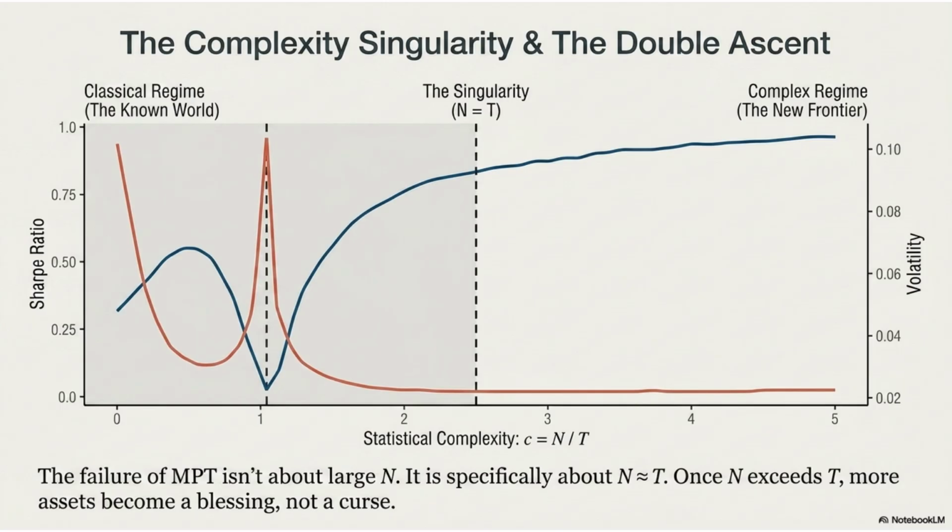Double ascent, okay. So as complexity moves from 0 to 1, performance dives into a crater, exactly as history warned us it would. But as C crosses 1 and hits 2, 3, and 4, the curve radically reverses. It goes back up. It rockets up. The out-of-sample Sharpe ratio of the Markowitz portfolio climbs to new heights, and the out-of-sample volatility of the minimum variance portfolio plummets. In high complexity, more assets are a blessing, not a curse.